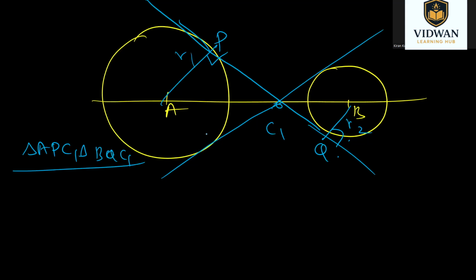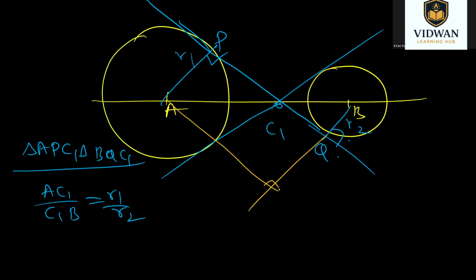Therefore, AC1 by C1B should be same as R1 by R2. Again, they are similar triangles, so the ratio of corresponding sides is same. So clearly C1 will divide AB in the ratio R1 is to R2, and it is an internal ratio because it is between them. And if you have to find the length of this tangent PQ, what you can do is extend this line further, draw a perpendicular like this, and call it some T again.